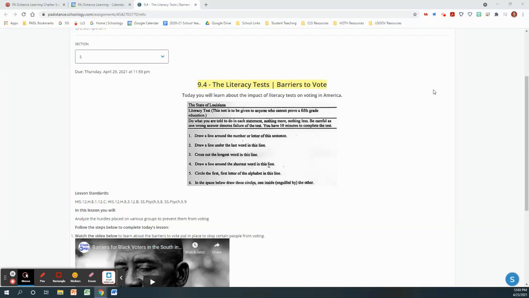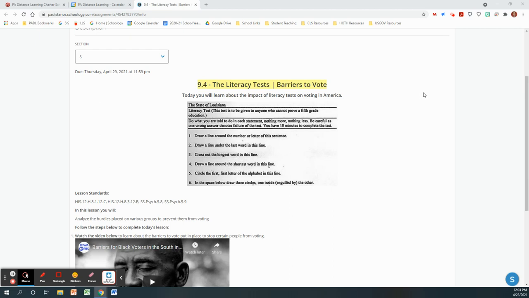All right, ladies and gents, today we are going to be moving into one of my favorite lessons of the entire semester. It explores barriers to vote that a lot of individuals had to go through to be able to use their constitutional right to vote in America. Despite what you may think, just because a constitutional amendment or a law says you can do something doesn't mean that people are going to allow that to happen as easily.